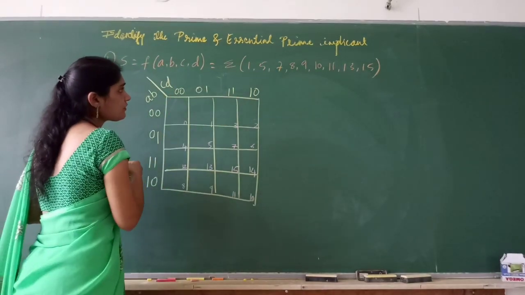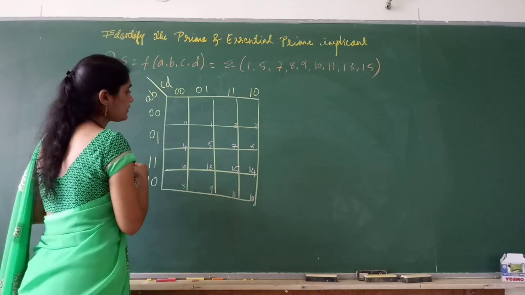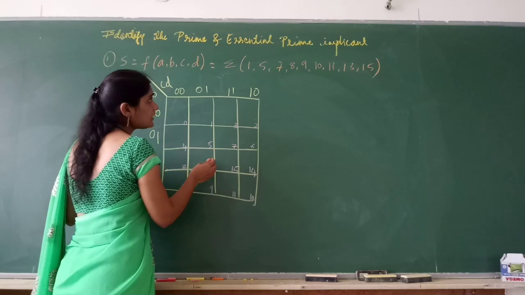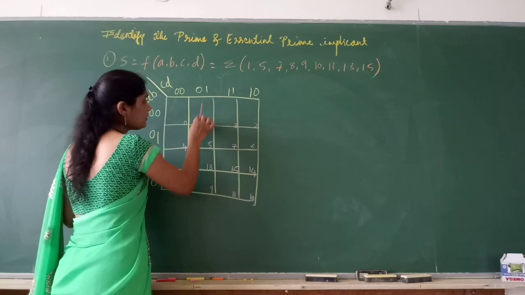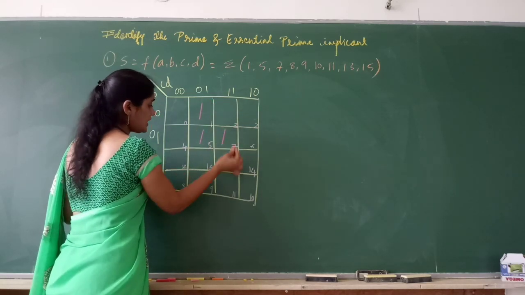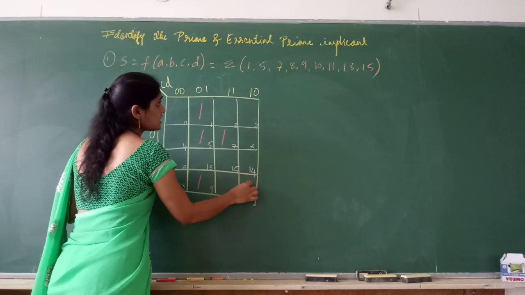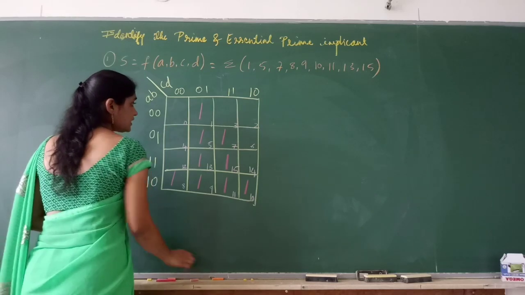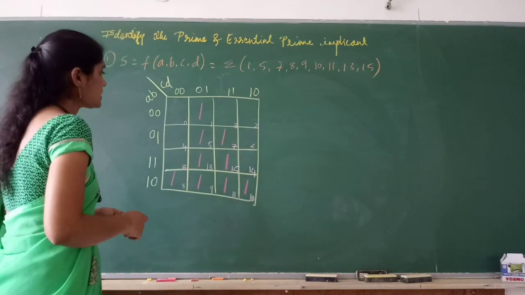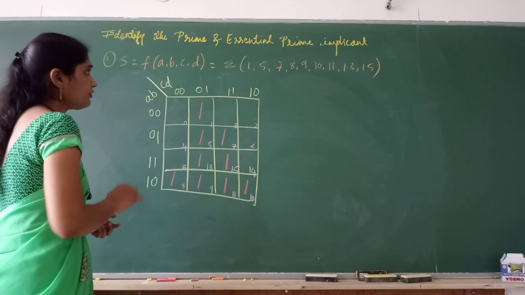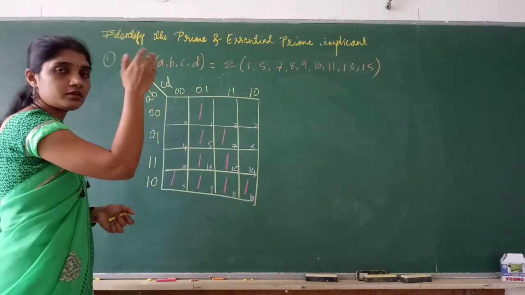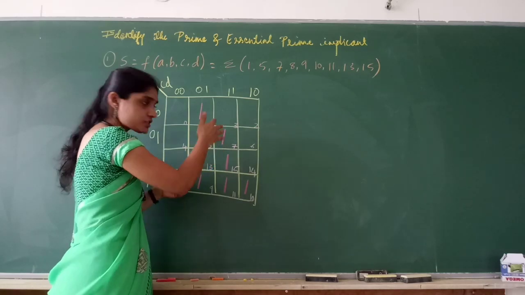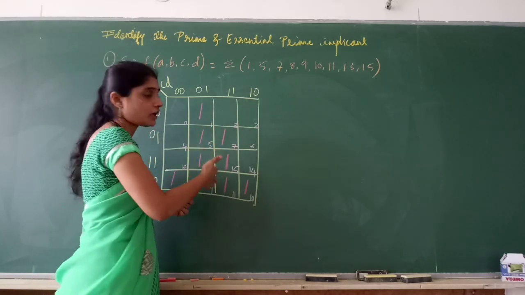So the question is 1, 5, 7, 8, 9, 10, 11, 13, 15. I have written the K-map already, so let me fill the min terms in the K-map: 1, 5, 7, 8, 9, 10, 11, 13, 15. So these are the min terms that are given in the question. Now forget about identifying prime and essential prime implicants. First, simplify the equation according to the rules of the K-map.